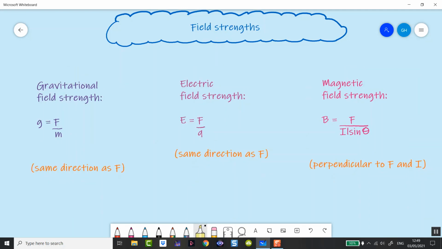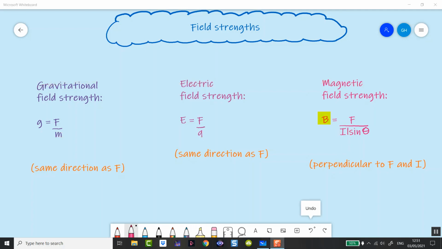The field strengths for the different fields are shown here. The gravitational field strength is the force per unit mass, the electric field strength is the force per unit charge, and the magnetic field strength is the force per unit current per unit length on a current-carrying wire perpendicular to the field.